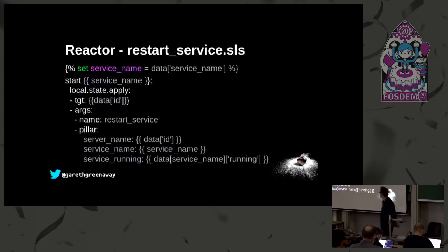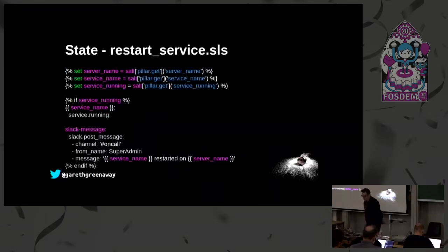So building on the previous example with the reactor file, we pull the service name out of the data that we get from the event, and then using some Jinja, we generate a state run, passing in the data that we pulled from pillar, and then run the reactor file. So very similar to before, except this time we're pulling it out of pillar. We're looking to see if the service was running or not, and if it was not, then we restart it, and then we send that Slack message.